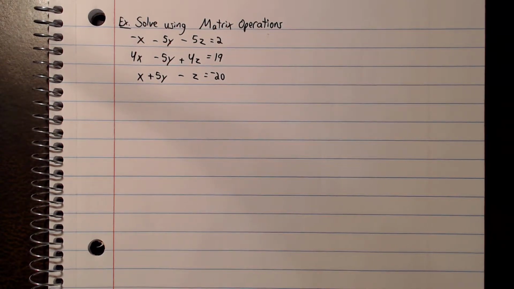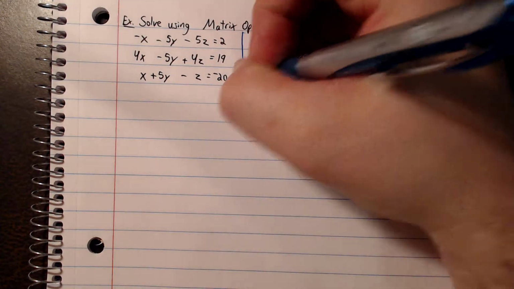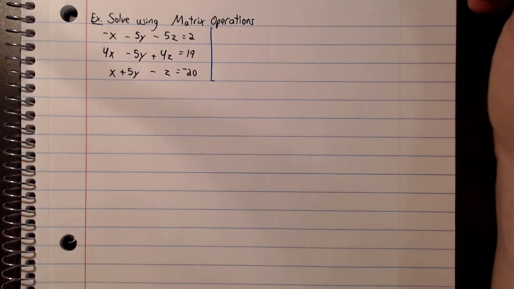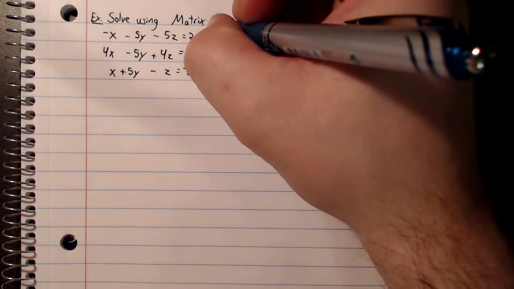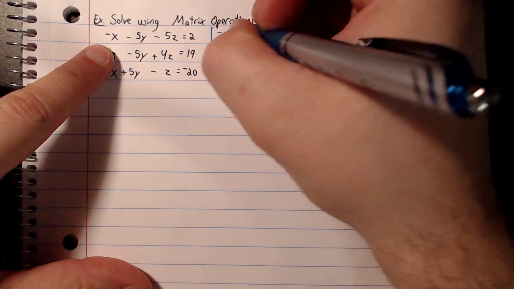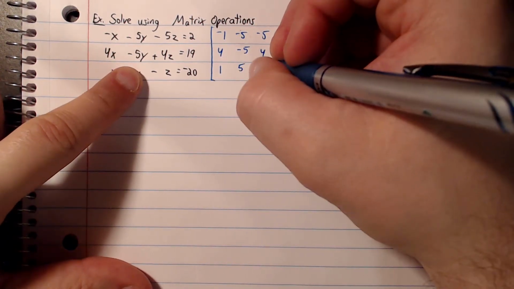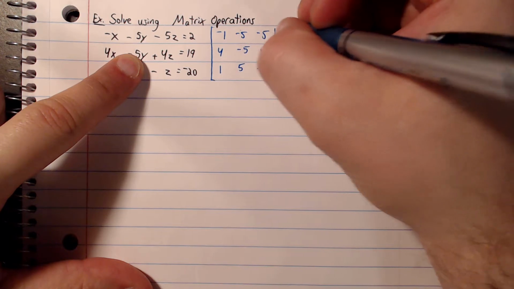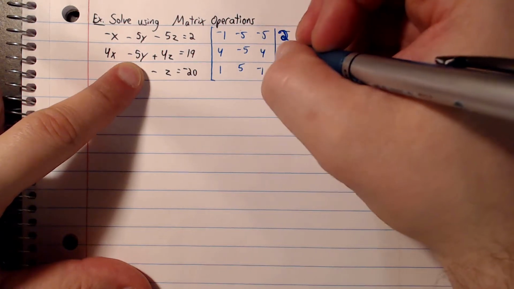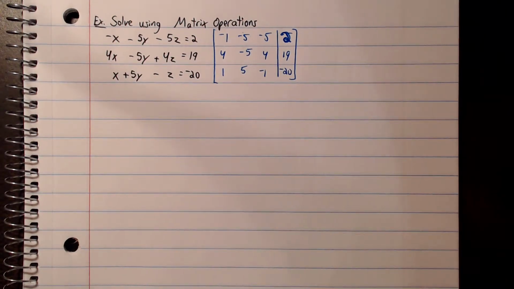Alright, let's see. We want to rewrite this as an augmented matrix. By the way, if at any point you want to pause this to copy down or rewind to figure out what exactly happened, go for it. Right, so we're going to change this to an augmented matrix. -1, 4, 1, -5, -5, 5, -5, 4, -1, -5, oops, I'm sorry, that should be a 2, 19, and -20. Alright, so we just rewrote as an augmented matrix.